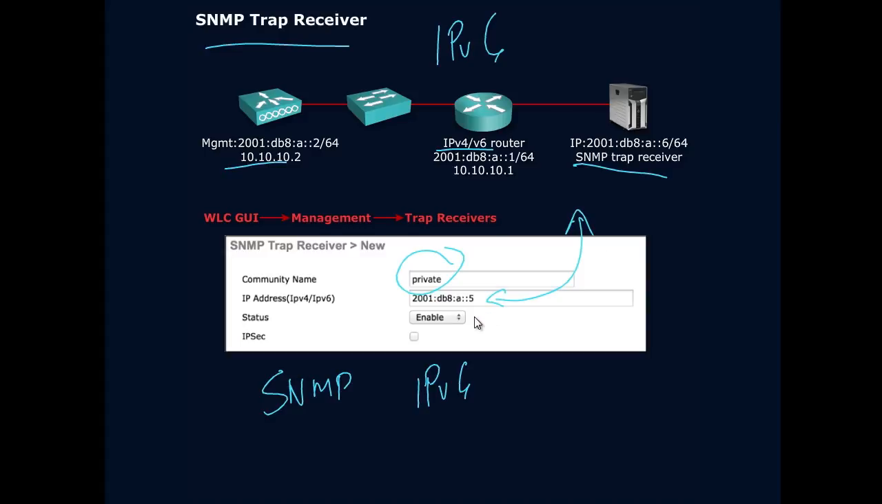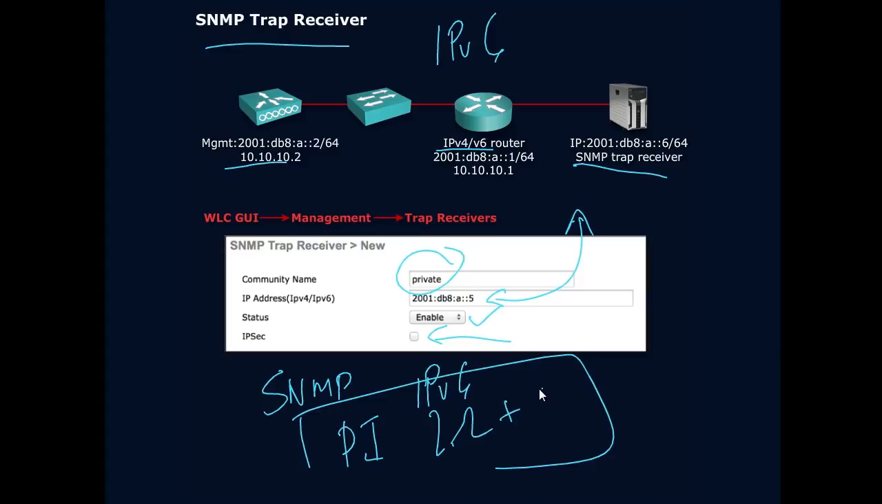Then we're going to enable, that's the status, and then we're going to enable or disable IPsec if we want privacy or encryption to take place for these SNMP traps. Now, if you're running Prime Infrastructure, PI 2.2 or later, you can actually set up IPv6 SNMP traps for Prime Infrastructure if you're doing that. So you need 2.2 or plus for those SNMP traps for Prime Infrastructure. Okay, SNMP traps, I forgot the traps part.